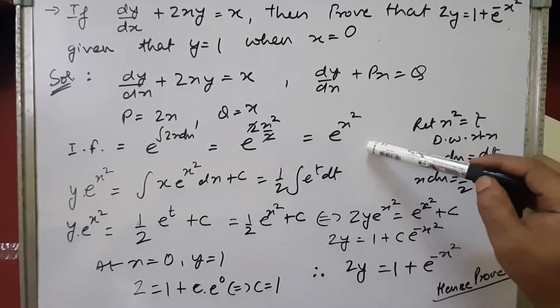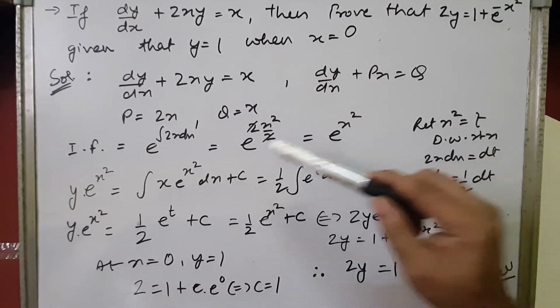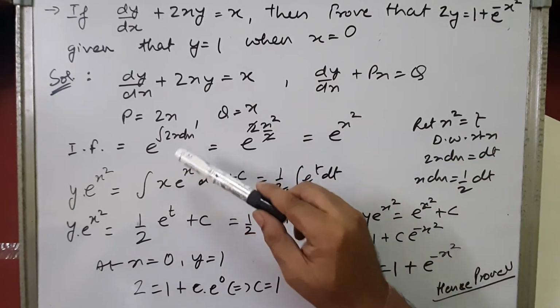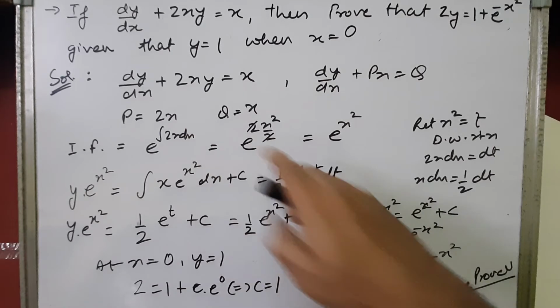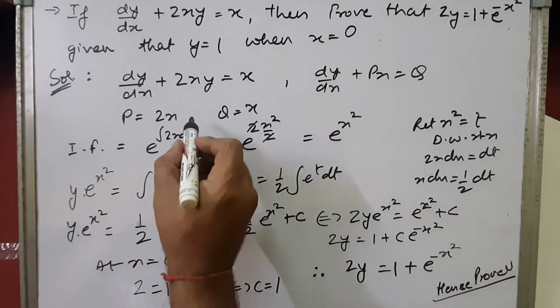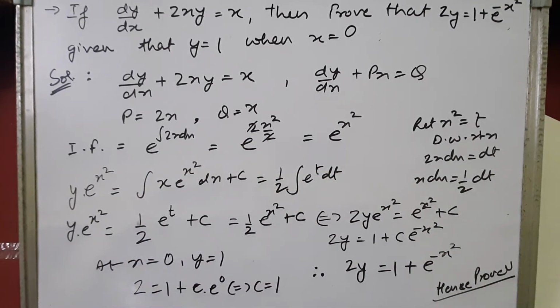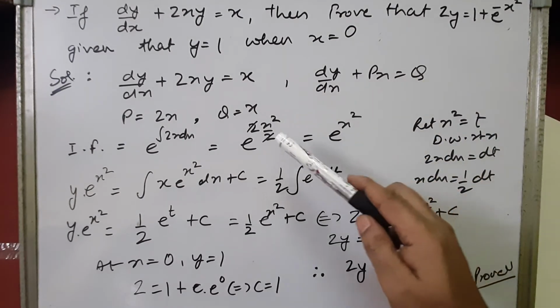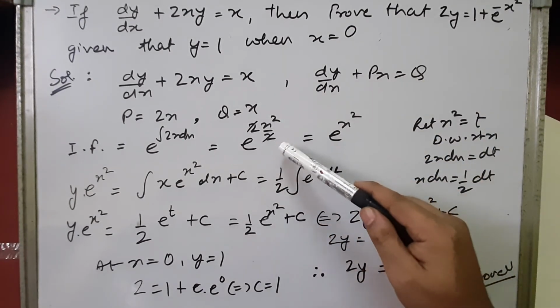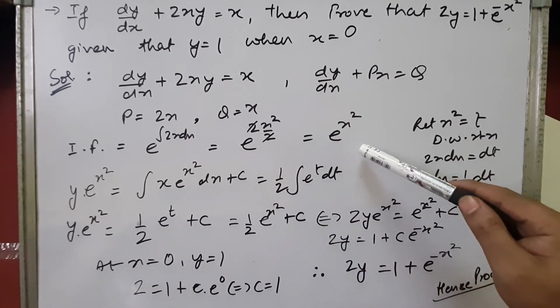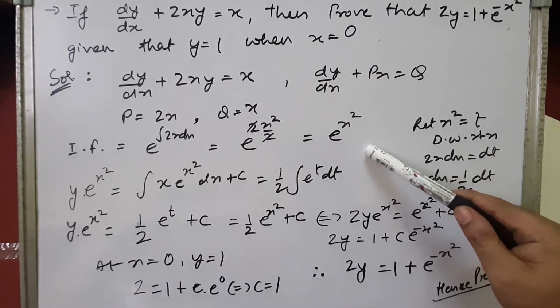So now we can calculate the value of integrating factor. It will be e to the power integration of p dx, right? E to the power integration of 2x dx, right? So when we integrate x, we'll get x square by 2. So 2 and 2 will get cancelled. The integrating factor value will be e to the power x square.